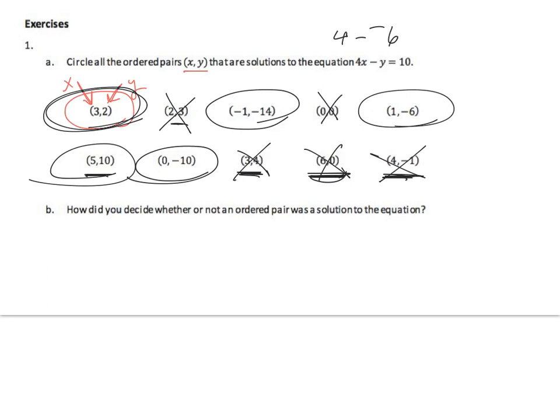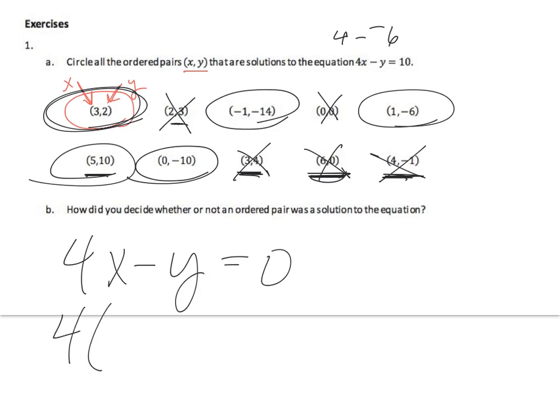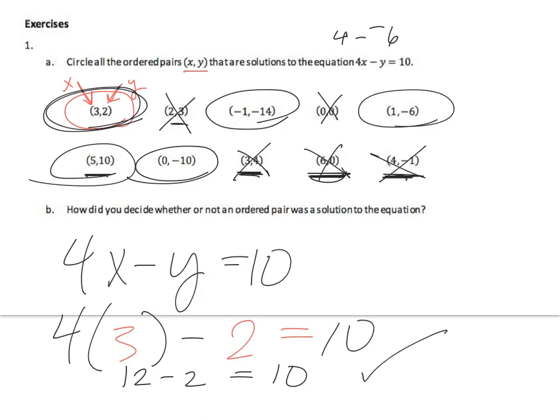How did you decide whether or not an ordered pair was a solution to the equation? Well, if we've got an equation and we replace an ordered pair, if I pick that first one, oh, sorry, this should be 10. I've got 12 minus 2 is 10. If it's a true statement, then yes, it is a solution. True statement equals solution.